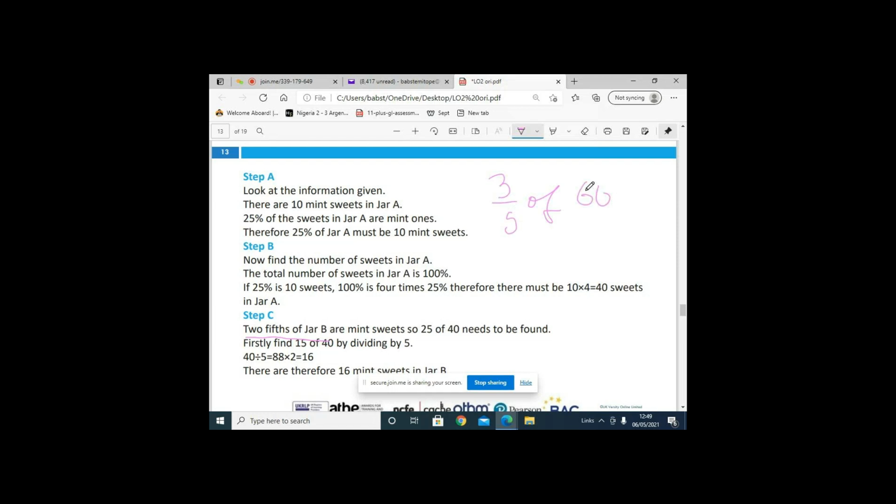Okay. So 60 divided by 5, it's going to be 12. Yes. And then we multiply by 3, so it's going to be 36. Yes, 36. That is it. It's 36. Thank you.